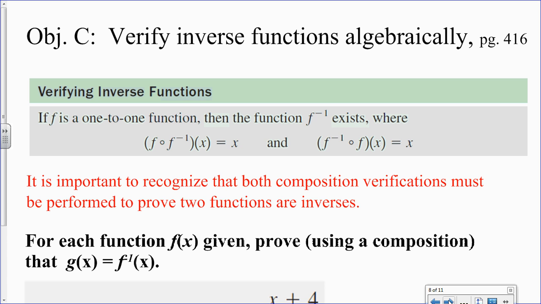So we're not writing out like a 2-column proof like geometry. We're going to just show our steps, show our work. So when you do an algebraic proof, you're just working out the problems and showing all the steps. So to verify algebraically, we're going to use compositions. So that's a composition is where you put a function into another function.